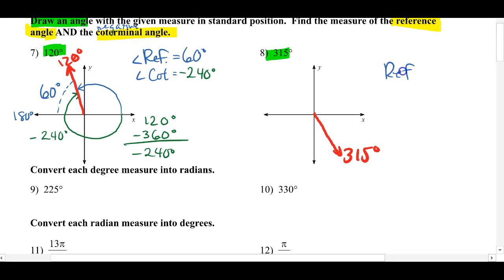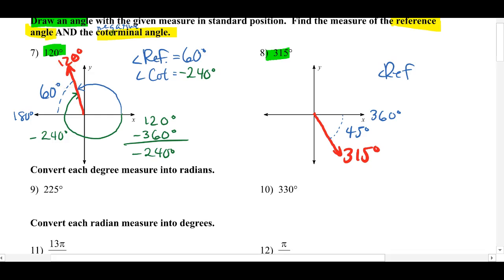Okay, so first the reference angle. Again, how far is it from the x-axis? Here, from 315 to this point would be 360. It's going to be 45 degrees. So you're just finding the difference here. If I want to do it mathematically, it'd be 360 minus 315. Or over here, it'd be 180 minus 120.